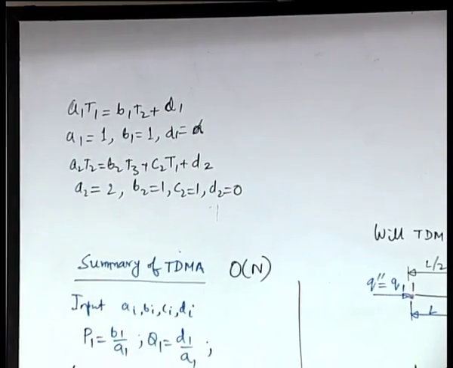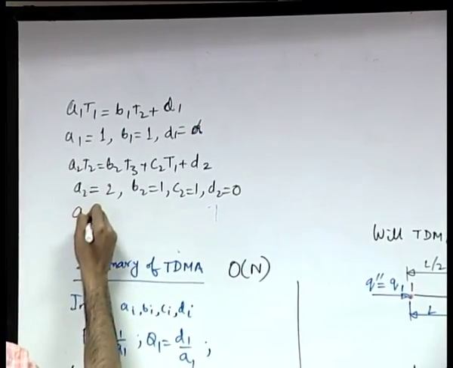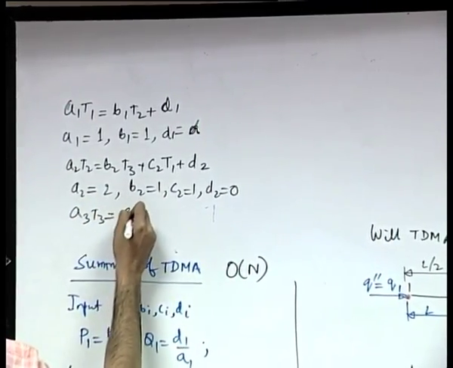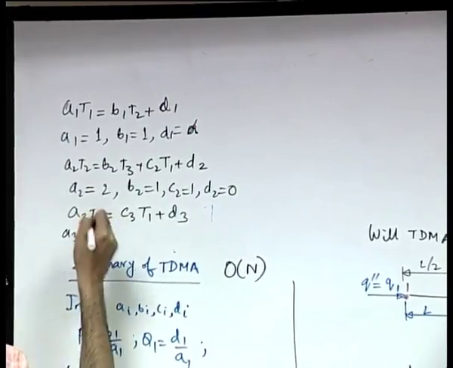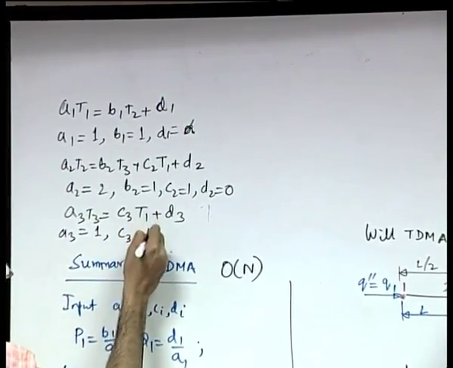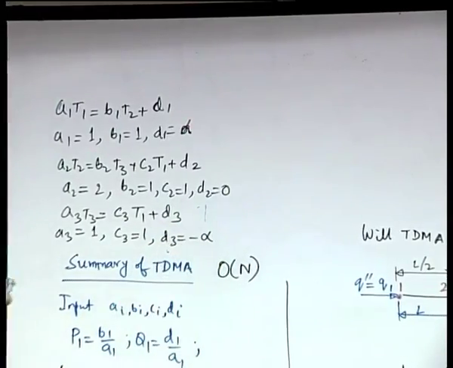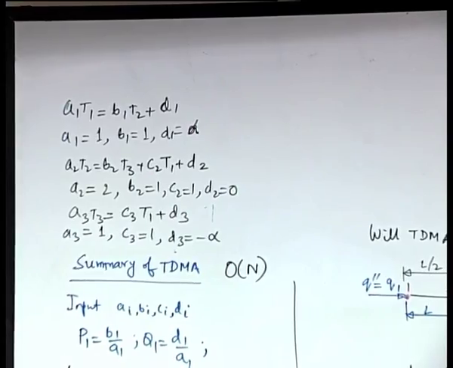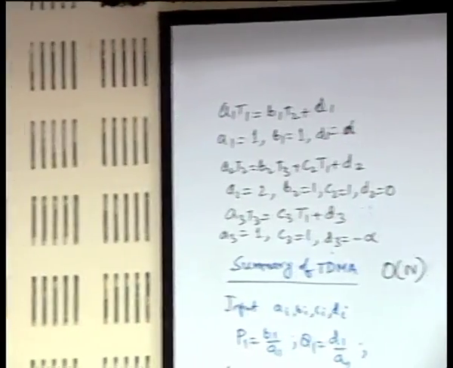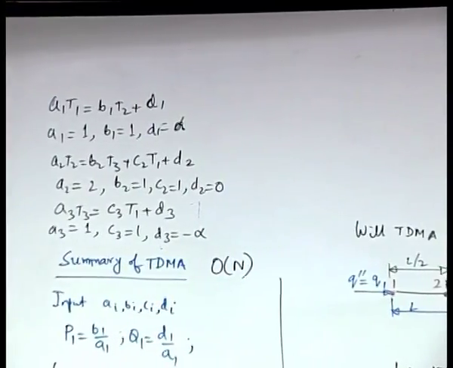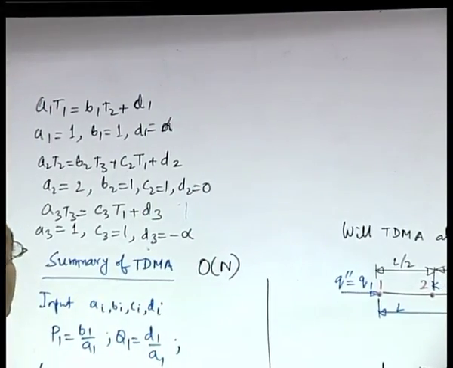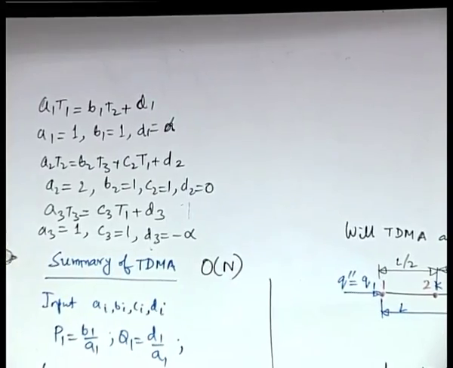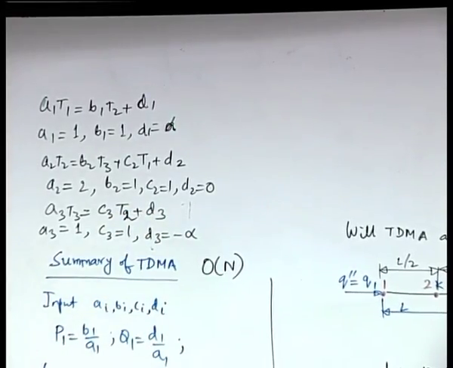Then for the third point, A3 T3 is equal to C3 T2 plus D3. What is A3? 1, C3, 1, D3 minus alpha. So, these are our 3 equations.